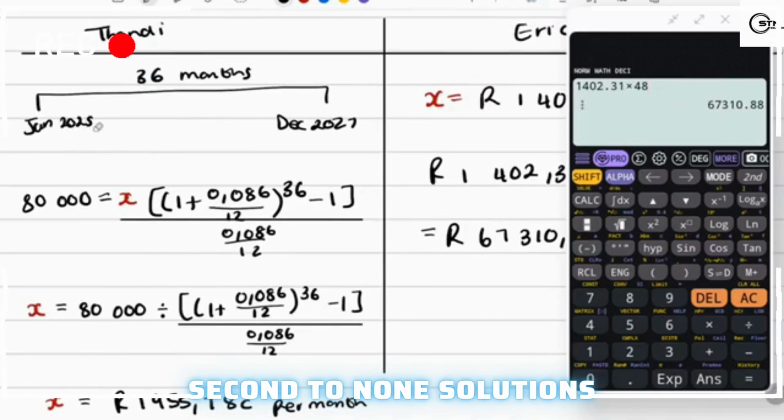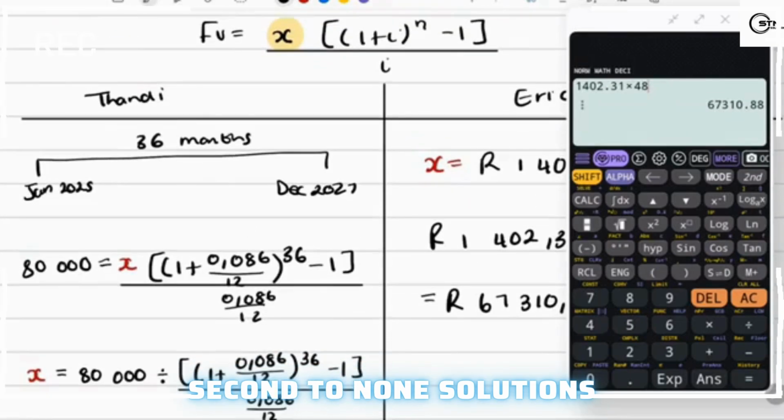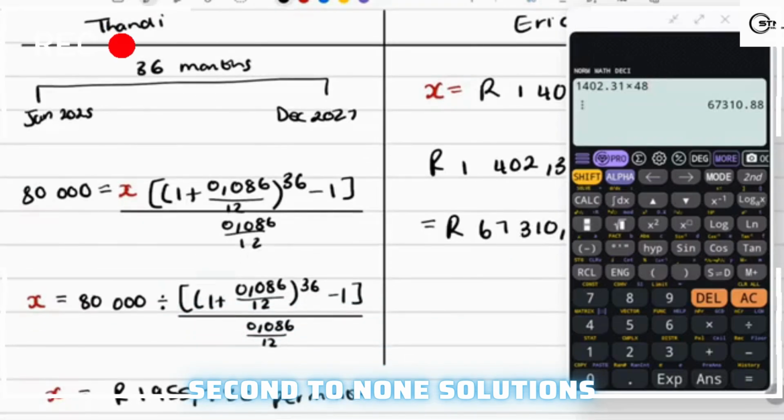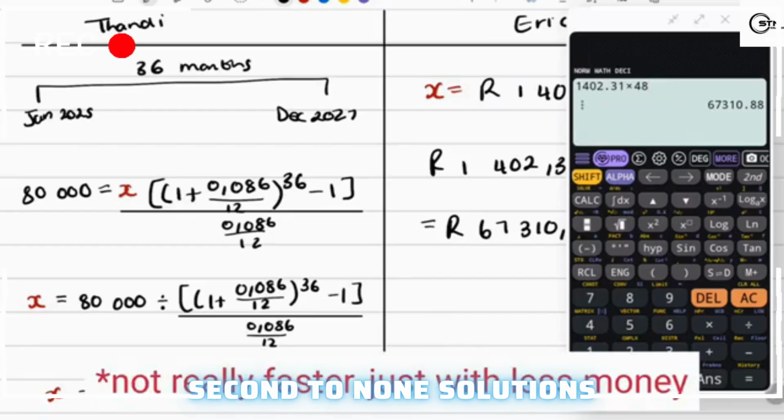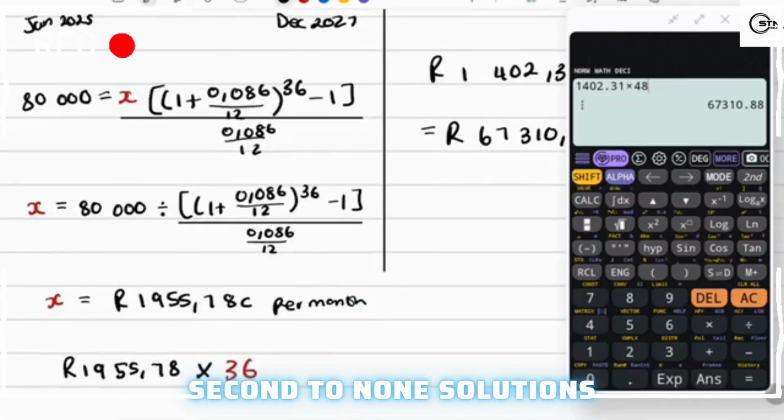Tandi started in 2025 and Eric started in 2024. So he started earlier than her, and then he ends up depositing less than her when we look at it as a whole. That's because the more time you spend saving, the more interest builds up and helps you reach your goal faster. So he wouldn't have needed to pay as much as her to reach the 80,000, because he started in January 2024. That makes sense.